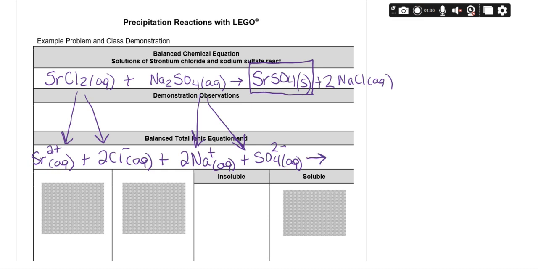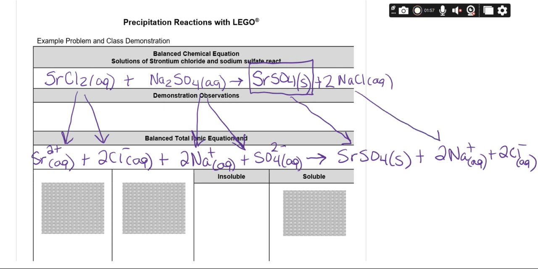And then strontium sulfate is our precipitate. It does not form ions in solution, so it would just be written as is, because we're only writing the ions for the ionic compounds that are aqueous. And then sodium chloride, the ions present would be sodium cations and chloride anions. And so I show all the ions present in solution. This is what you would see if you're looking at the particle level.